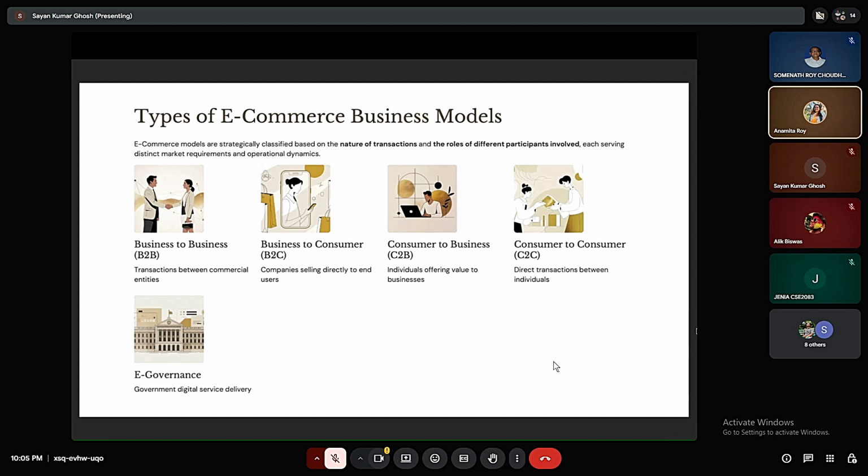Next is the customer to business or C2B model, where individuals provide value to the business, for example, through freelancing or content creation. Another model is consumer to consumer or C2C, which allows individuals to buy and sell products directly with each other using online platforms. Finally, e-governance refers to the use of digital platforms by the government to deliver services to citizens and businesses. These models help organizations choose the right strategy based on their business needs and target audience.